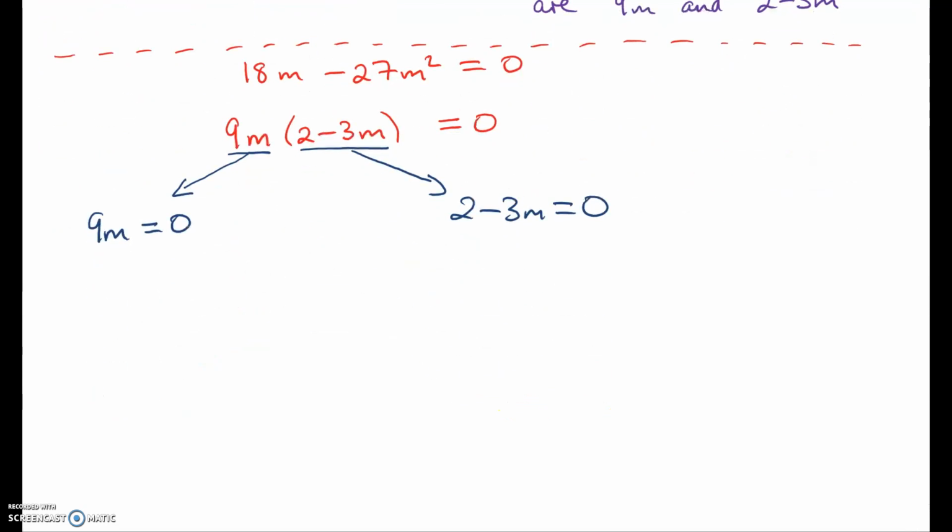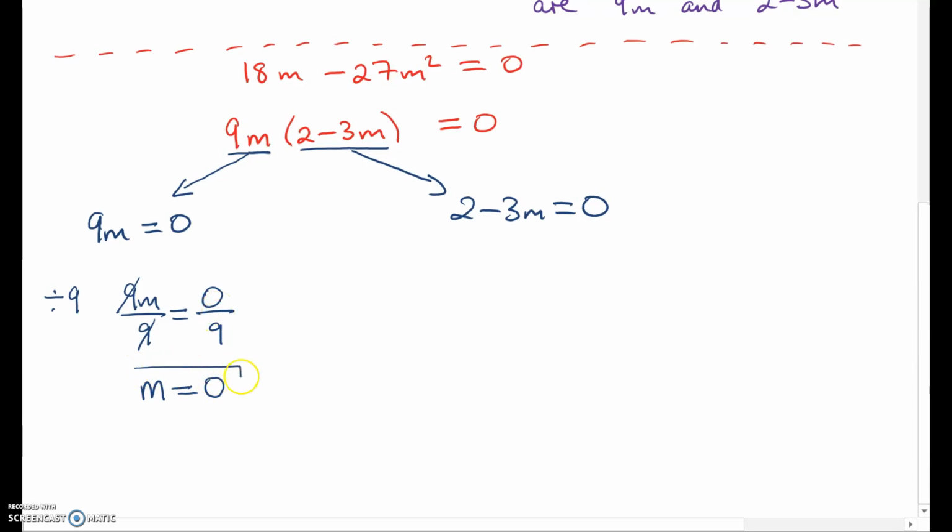If you want the m on its own, this is 9 times m, so you divide both sides by 9. And you get 9m divided by 9 is equal to 0 over 9. Now these 9's will cancel, and that just gives you m. 0 divided by anything is 0. So there's your first answer, m equals 0.